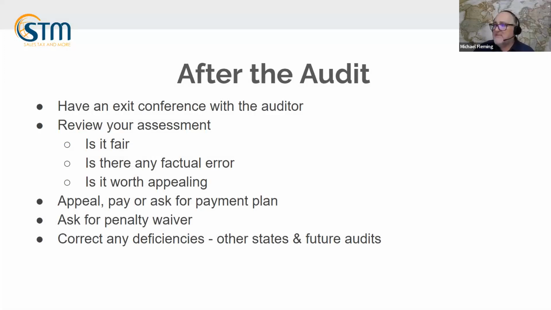After the audit, have an exit conference and review your assessment. Is it fair? Is there any factual error? Is it worth appealing? Too many times companies get emotional and want to fight it, and now they're just throwing good money after bad. If there's a factual error, by all means, appeal. You always want to ask for a penalty waiver. A lot of times, especially if it's your first audit, you'll get it. And then correct any deficiencies. Use it as a learning experience, because other states are going to come by, or you could have future audits.